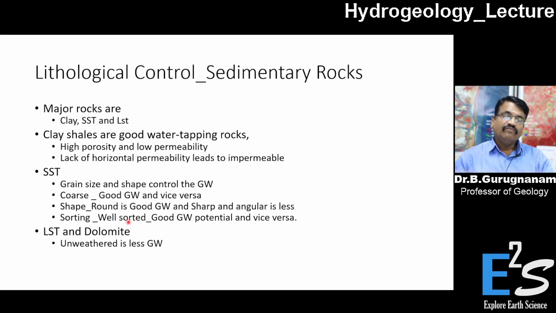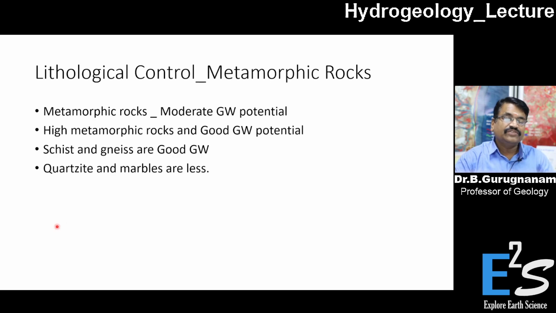Similarly, for sorting, well sorted is expected to have good groundwater potential, and poorly sorted has low groundwater potential. Similarly, for limestone and dolomite, unweathered has less groundwater, while in weathered limestone, calcium carbonate reacts with H2O, and you get sinkholes. If sinkholes come, there is good movement of water in the subsurface in a limestone area, where the interaction leads to the growth of limestone formations from the top and from the bottom, called stalactite and stalagmite. There the groundwater potential is high if a good amount of surface water exists.